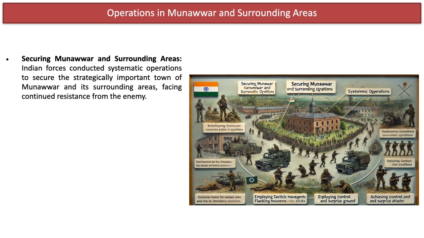After the fierce battle of Cham, the Indian army was not ready to rest. They knew that to maintain their upper hand, they needed to move quickly and secure the next key location, that is Munawar. Friends, Munawar was not just any town, it was a crucial strategic hub. Whoever controlled Munawar had control over important routes and the ability to monitor enemy movements.